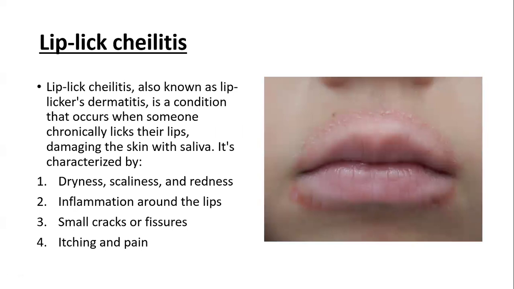Lip lick cheilitis. Lip lick cheilitis, also known as lip licker dermatitis, is a condition that occurs commonly in children and young adults, when someone chronically licks their lips, damaging the skin with saliva. It is characterized by dryness and scaling and redness, inflammation around the lips, small cracks and fissures, and itching and pain.